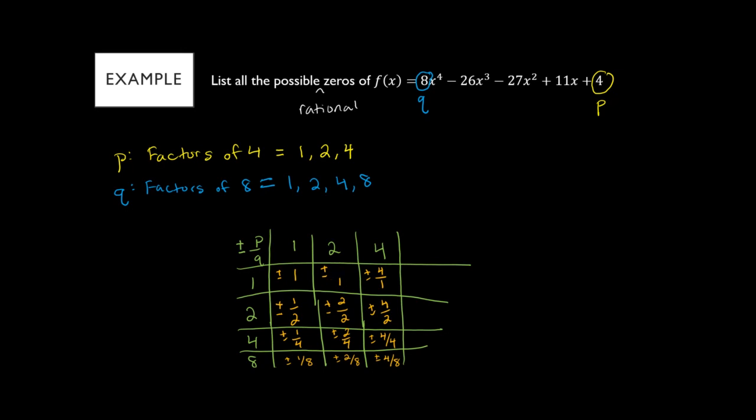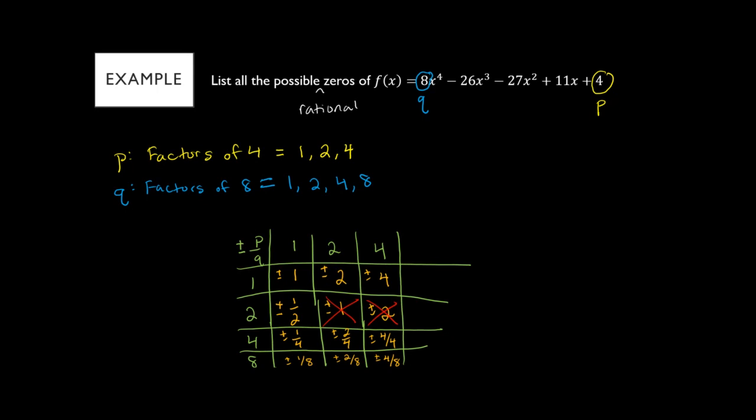So 1 over 1 is 1, 2 over 1 is 2, 4 over 1 is 4. I've got 1/2, 2 over 1, that is 1 again. 4 over 2, that's 2. So these are kind of repeating. So if they're repeating, I just cross it out because I don't need to list it more than once.